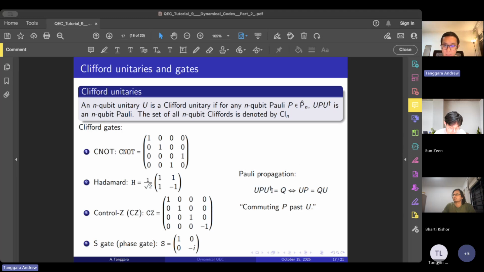So if U is Clifford and P is a Pauli, then Q is going to be a Pauli, right? And if I just move this U dagger to the other side by multiplying by U from the right on both sides, then I'm going to get UP equals QU, which means I can propagate this P to the other side, and that's going to change to Q.